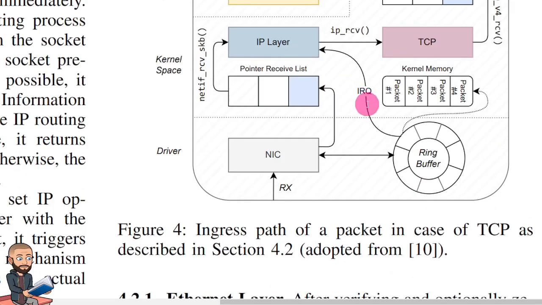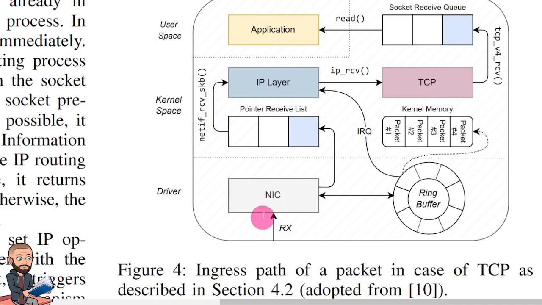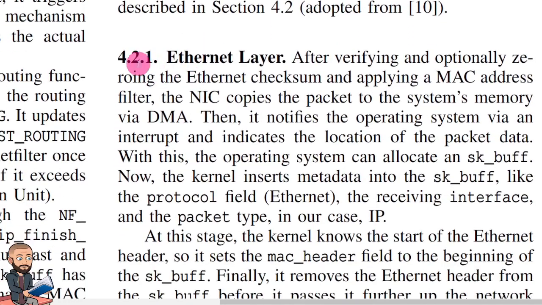And I see IRQ here, interrupt request. So a packet comes in, might go to the ring buffer so it can hang out over here. Could go this way as well. Netfilter receives will do its thing. Okay, I'll let you go through the rest on your own. 4.2.1.